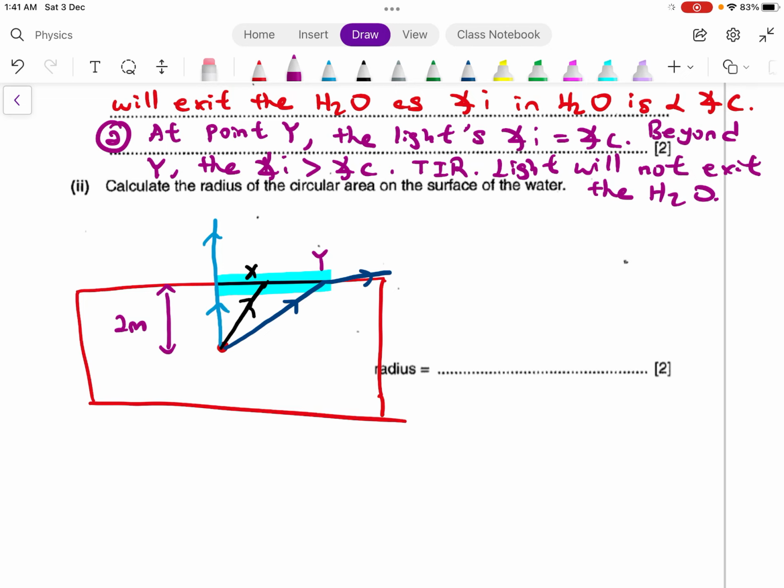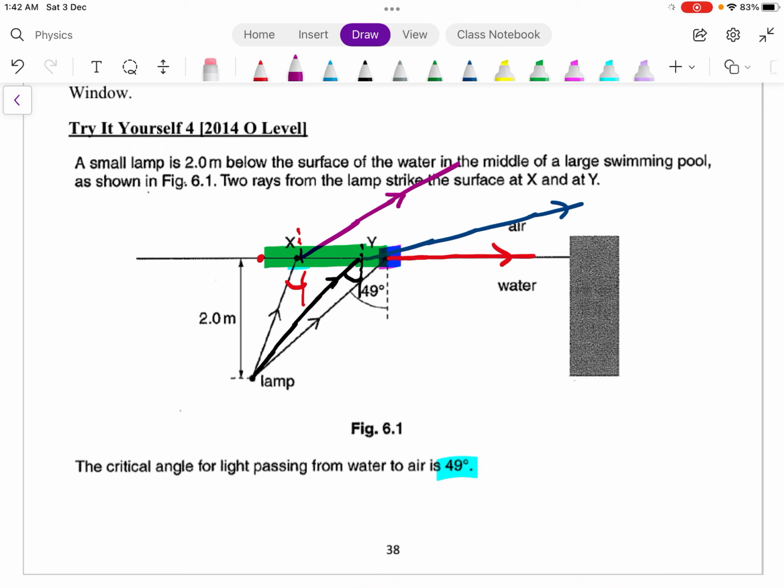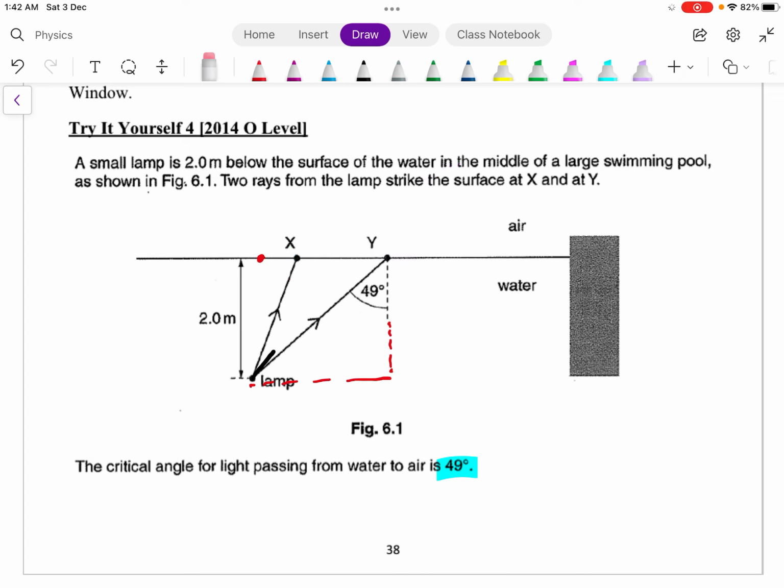So how do I do this? First thing first, I need to use this picture. I need to draw this. You can see there's a right angle triangle. Erase this. So there's a right angle triangle, and we know that this is 90 degrees. So 2 meters is right here. I want to find what is this distance, because as long as I find this distance, I will know the so-called radius. So this is the radius.